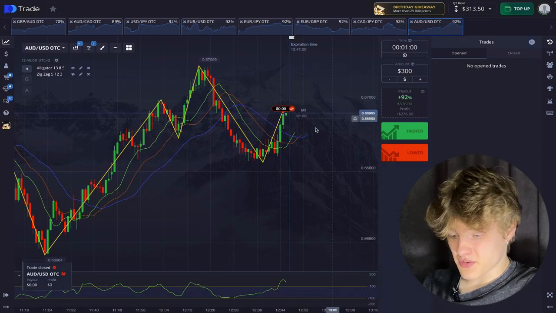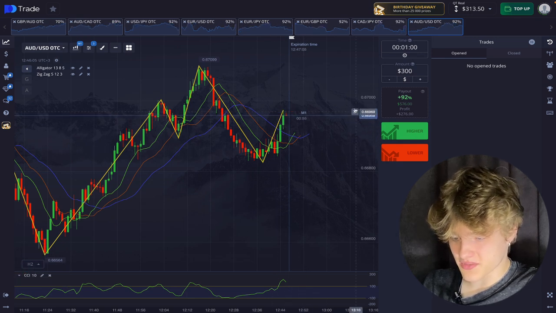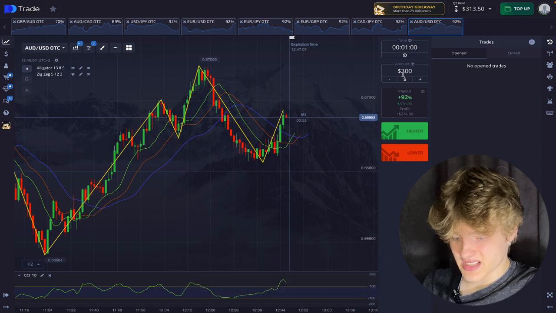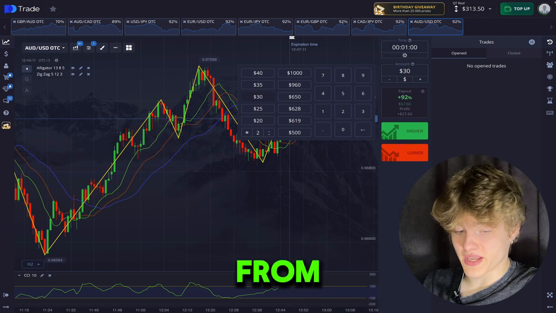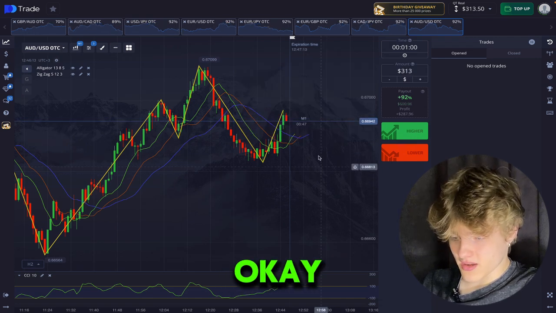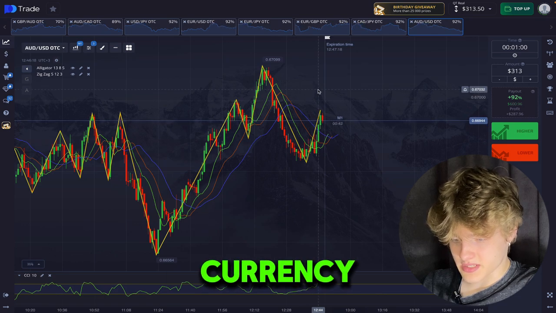And the first trade unfortunately closed in the negative. I should have paid attention to the crossing of the moving lines of the alligator. That was probably my mistake. I'll try not to do that from now. Okay, let's continue trading, and I will pick up the next currency pair.